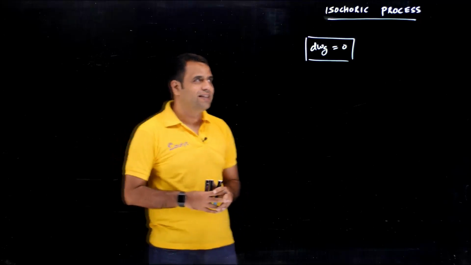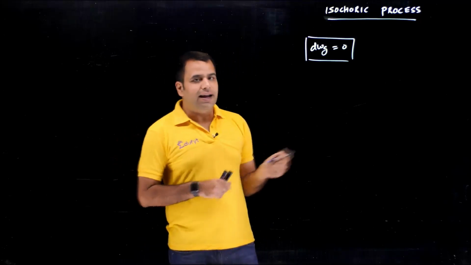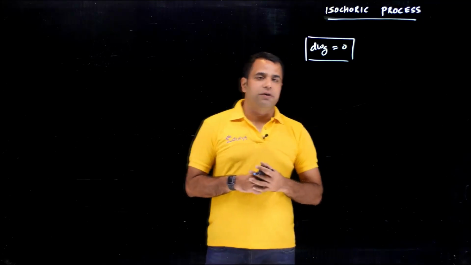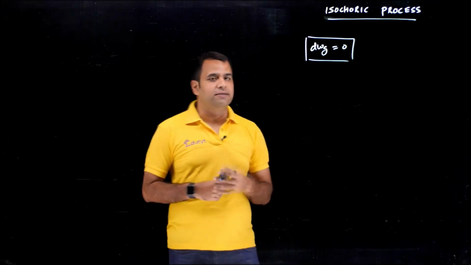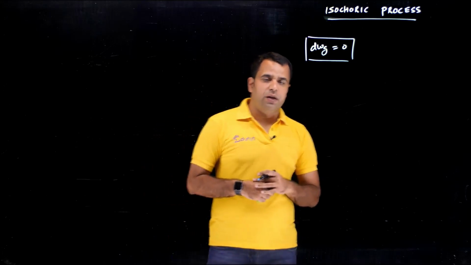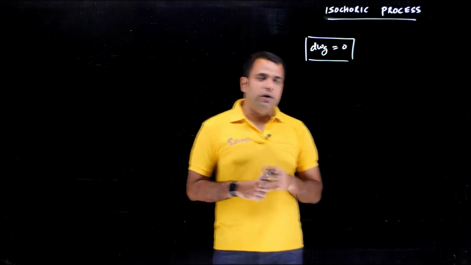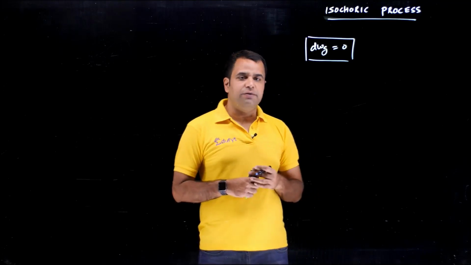Hello. So now we'll calculate the other things in isochoric process, and we have already calculated the work done by gas in case of isochoric process. That comes out to be 0. So work done in case of isochoric process is 0. Let's make the equation for internal energy.